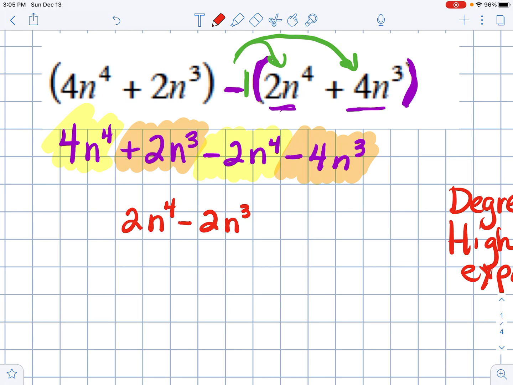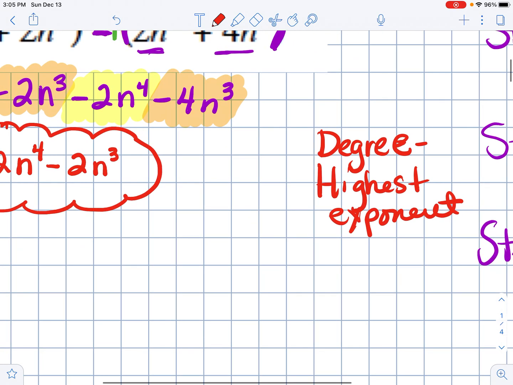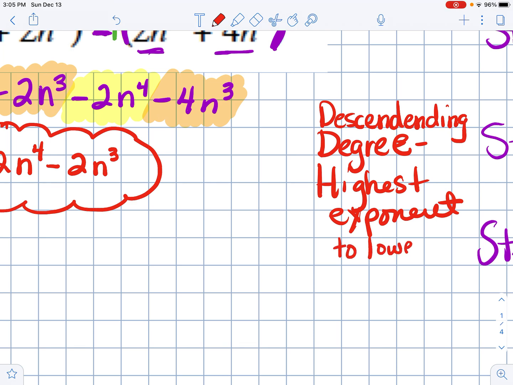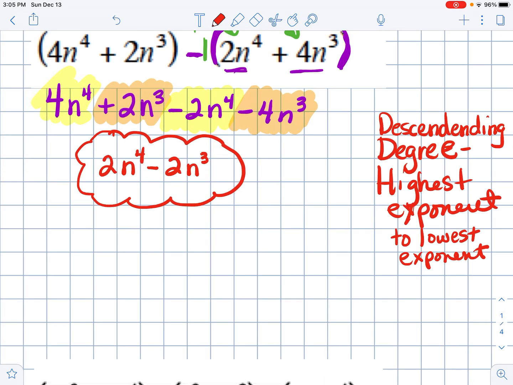And what we've done is we've combined our like terms and we've made sure that our terms are written in descending degree order. Descending means to go down, right? When you descend a staircase, you go down the staircase. Descending degree means highest exponent down to the lowest exponent. This is the most appropriate way to write an algebraic expression, aka polynomial.